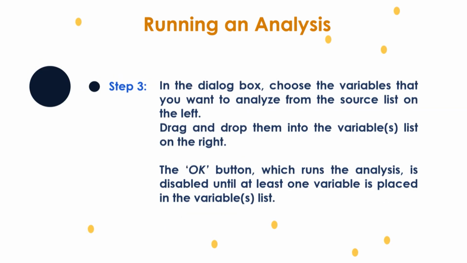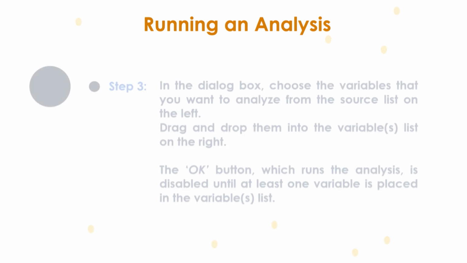Next, step 3. In the dialog box, choose the variables that you want to analyze from the source list on the left. Drag and drop them into the variable list on the right hand side. Then click the OK button, which runs the analysis. It is disabled until at least one variable is placed in the variable list.